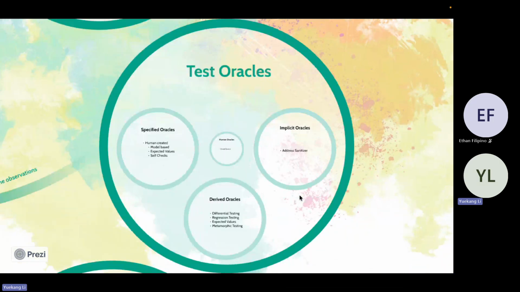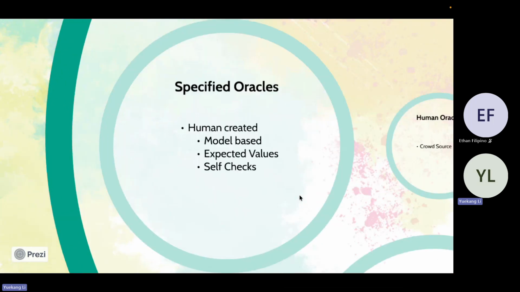And then we moved on to test oracles. Test oracles are actually the techniques for telling us whether a test case is a pass or a fail. There are several different types of oracles. The first one is specified oracles. Most of them are human created.